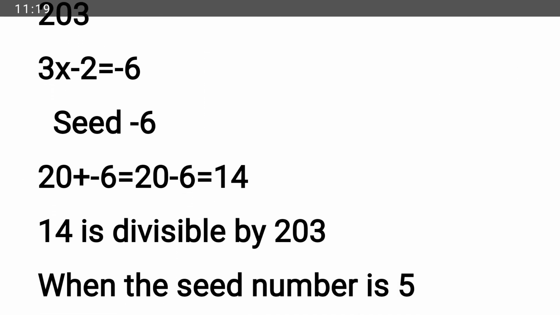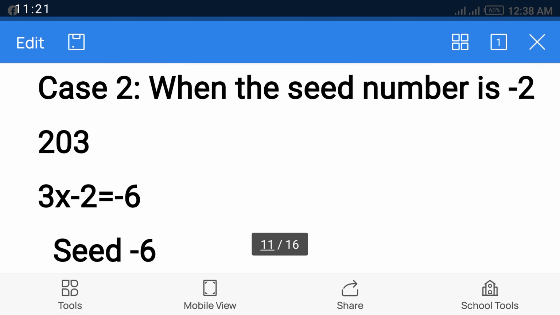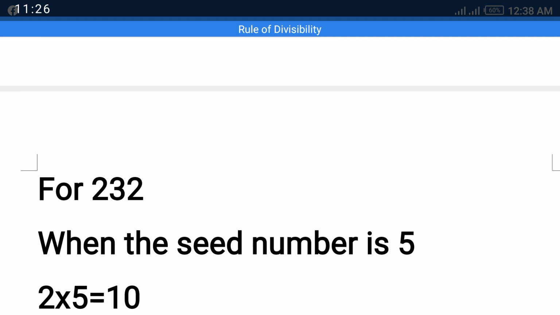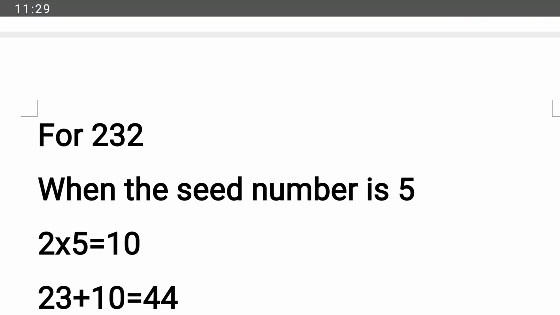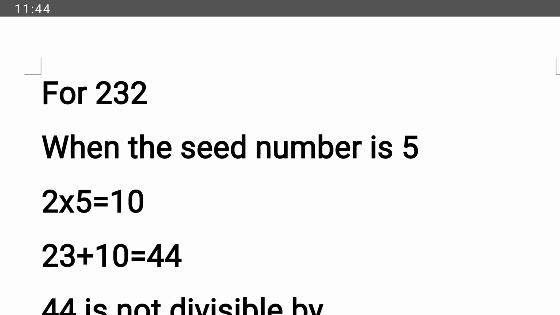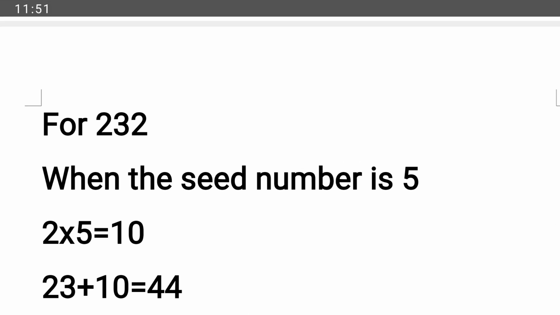Okay. Now, let's look at the case of the number 232. Let's see if it is divisible by 7. So the unit digit is 2. 2 times the seed number 5 is 10. 10 plus 23 will give us 33. So 33 is not even divisible by 7. So in that case, 232 is not divisible by 7.